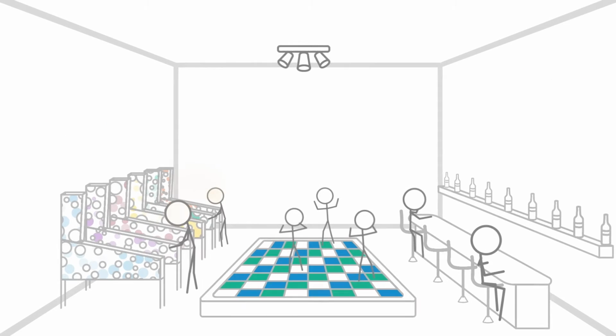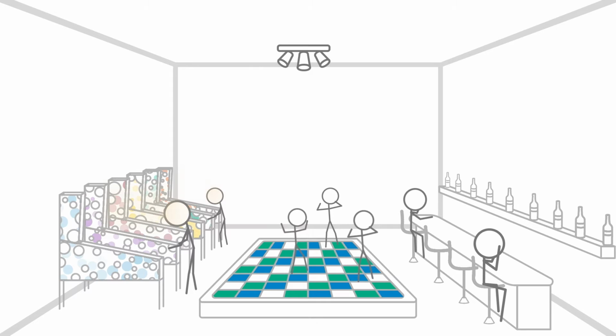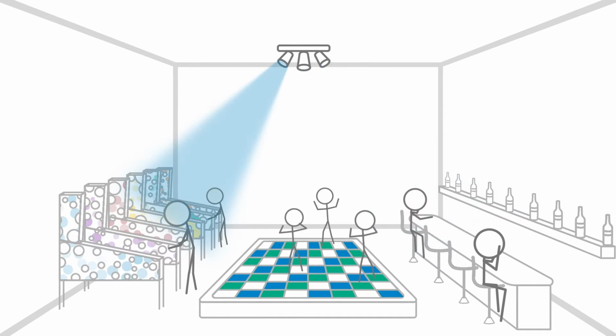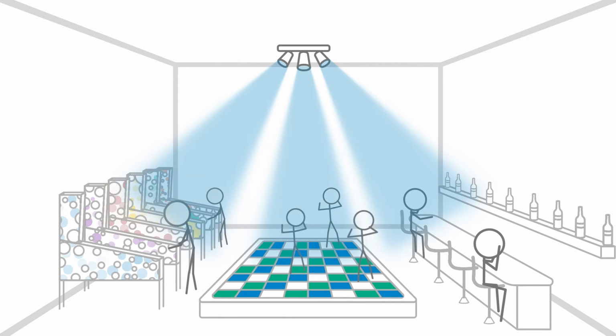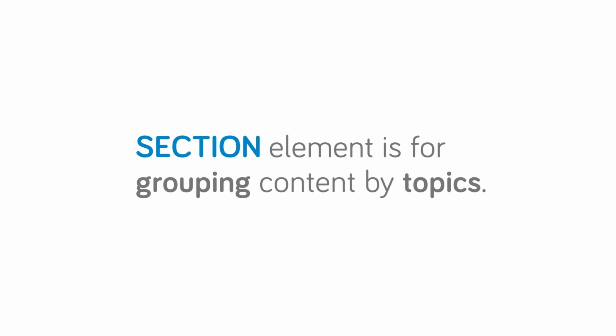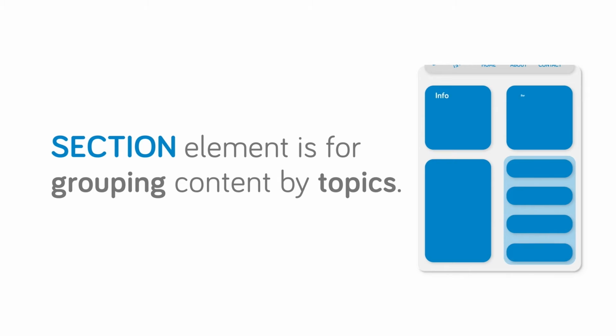This party has all kinds of different things happening in different areas. There's a dance floor, a bar, games, and more. Each area is like the section element in HTML. The section element is for grouping content by topics, and each section should have its own heading to let the reader know the topic of each section.